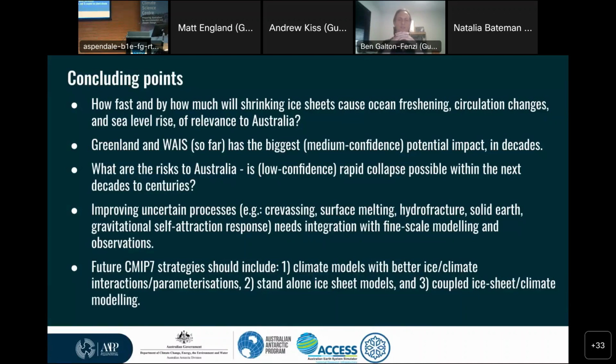There are many uncertain processes that we need to be thinking about, like I said before: crevassing, surface melting that brings in the atmosphere, albedo feedbacks, accumulation, hydrofracture, solid earth. They're all things that we need to connect with the fine scale modelling and the observations that we do into the climate model activity. And the future CMIP strategies I suggested that we need to be adopting all of these: running the forward climate models, ACCESS-OM or ACCESS-OM3, with better representation of ice shelf cavities or runoff, standalone ice sheet models, and then working towards the coupled.